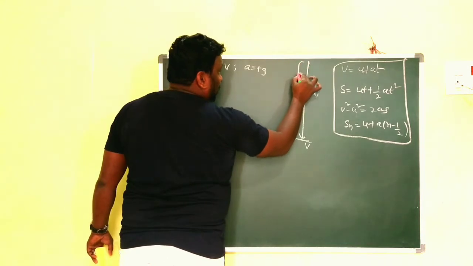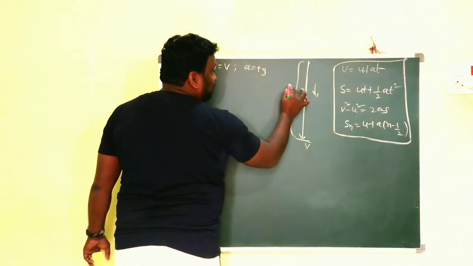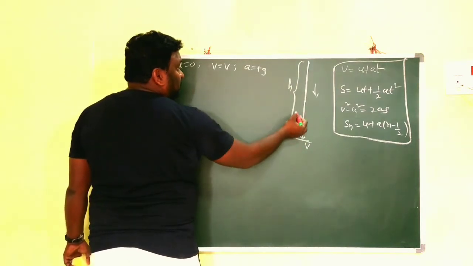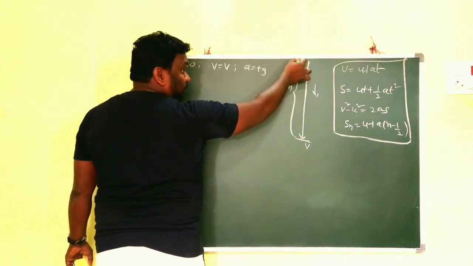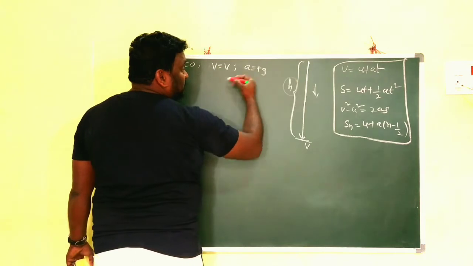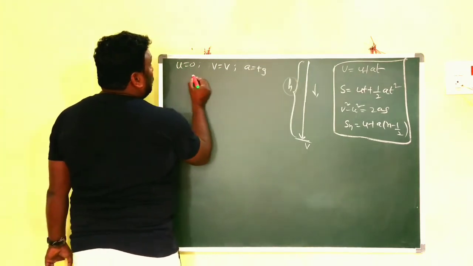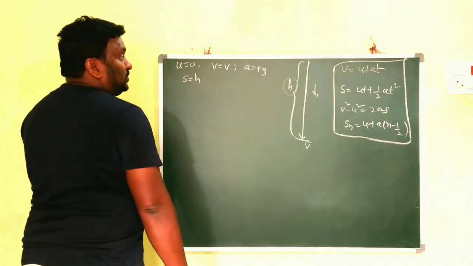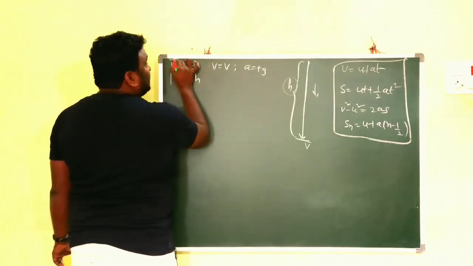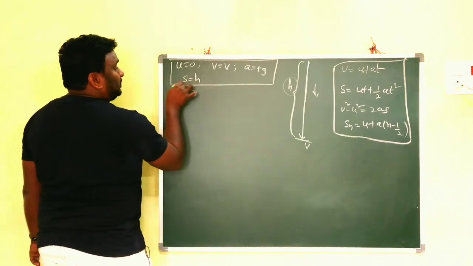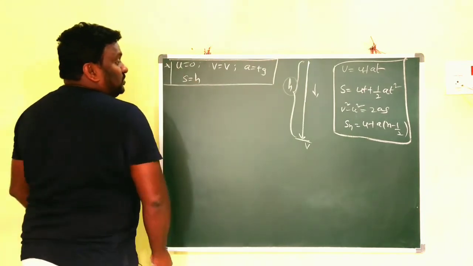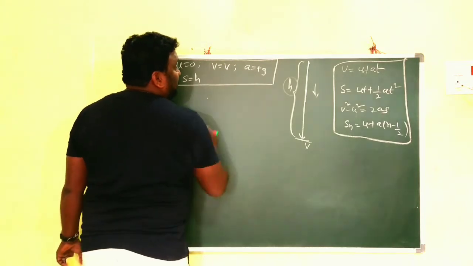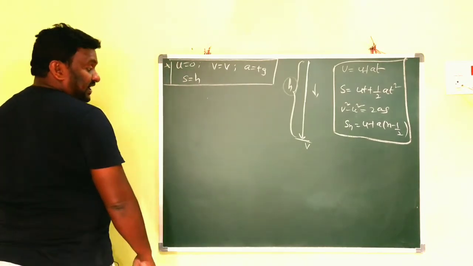And children, we have to make an assumption: the body is falling from a certain height h from the ground. That's why the distance traveled is h, so in this case s is equal to h. You have to remember these things for a freely falling body. Clear? u is equal to 0, initial velocity is 0, v is equal to v, a is equal to plus g, and s is equal to h.